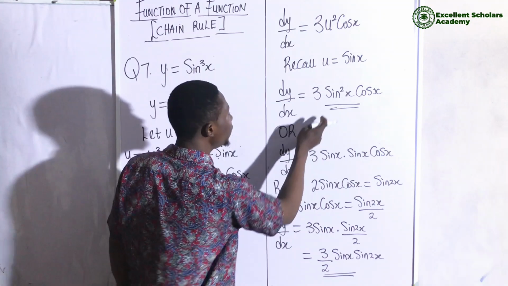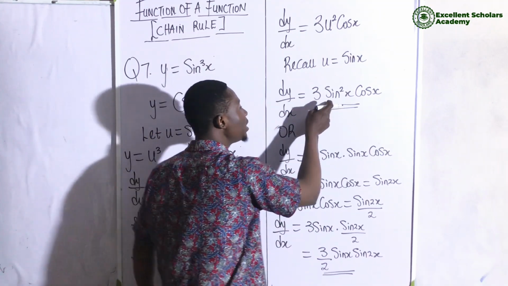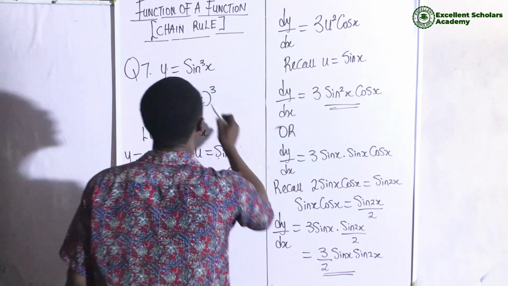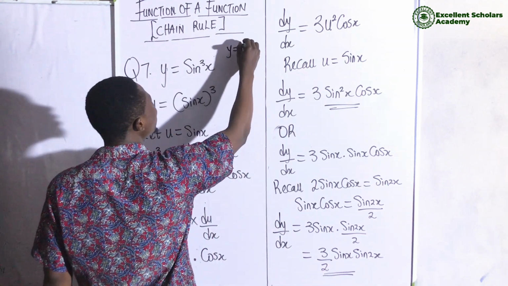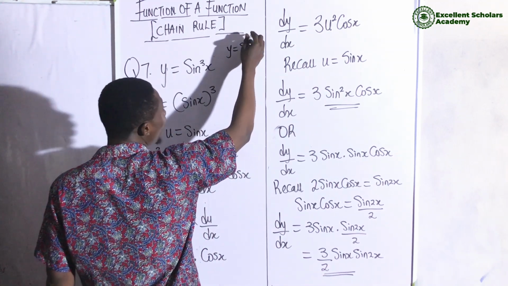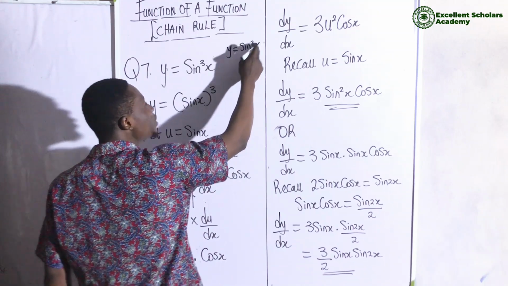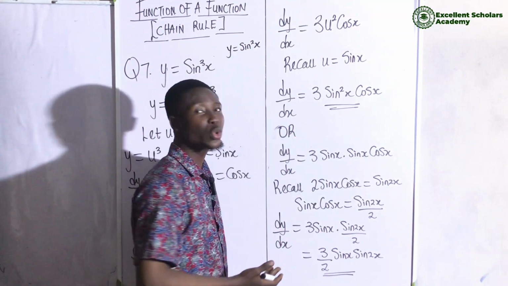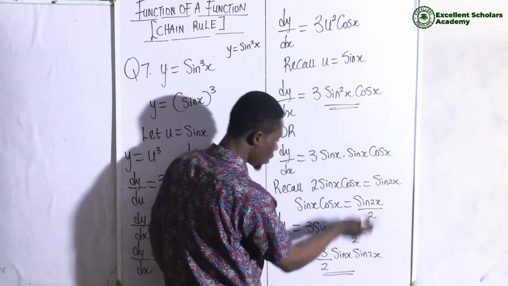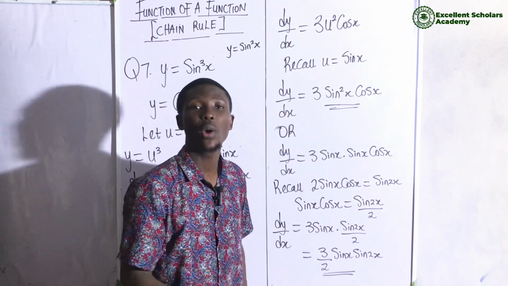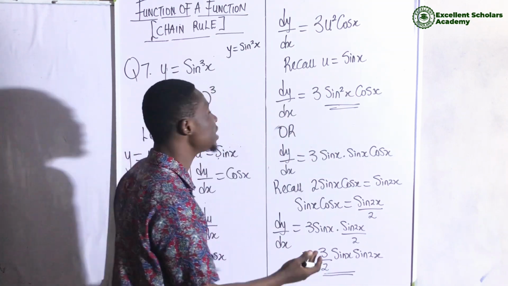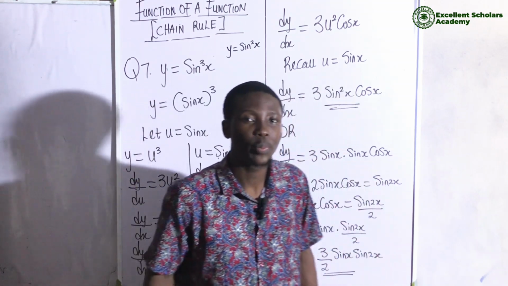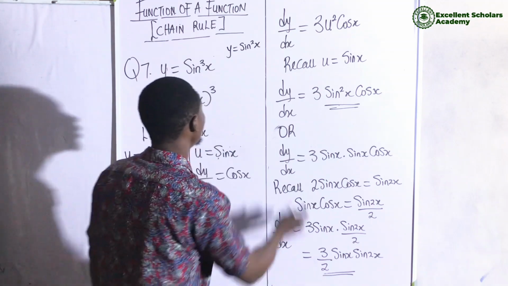Now, either this or this is an answer. So even if you wanted to differentiate y to the power of sine to the power of 2x, that's sine square x, you will still follow the same approach and go through all this. So either this or this is an answer. Any form in which you want to leave your answer, or in which you find your answer if you are to write an objective exam. I hope you understand what I mean.